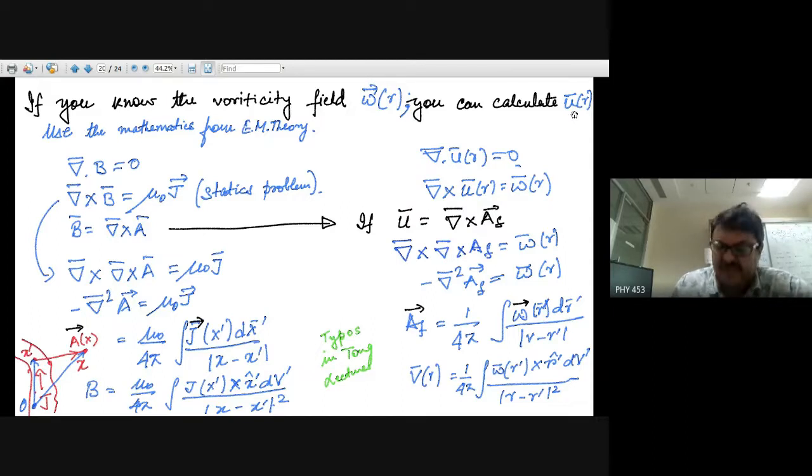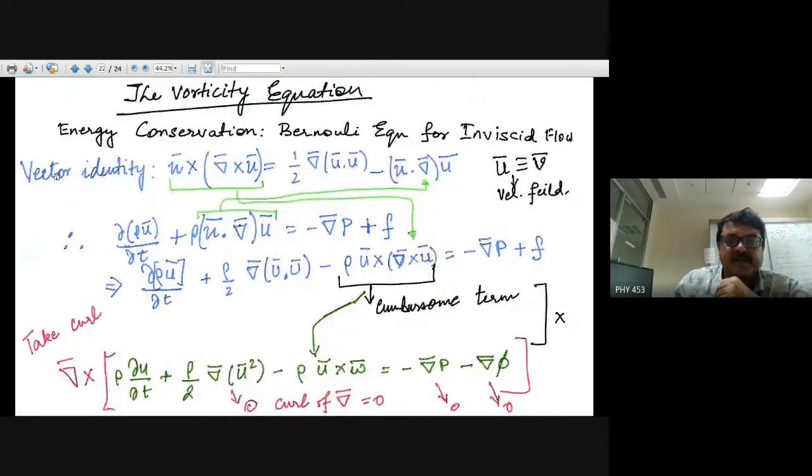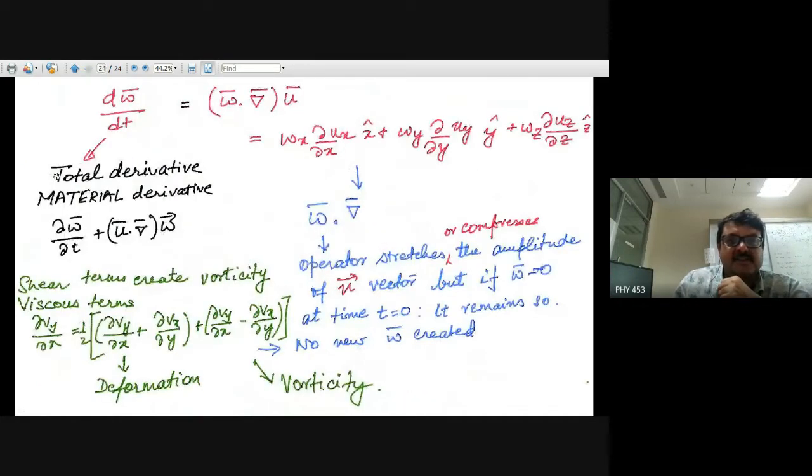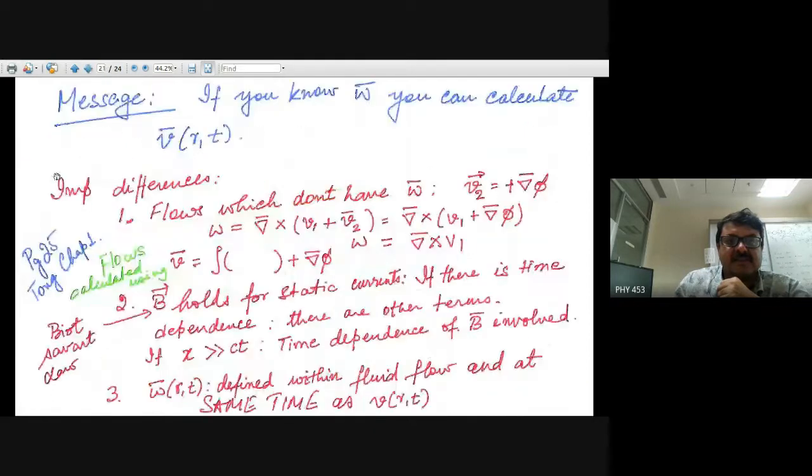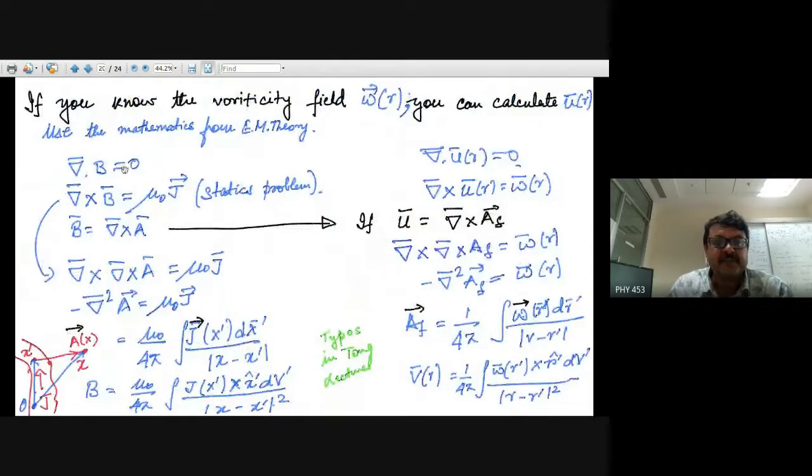So for that, we will take the help of the knowledge that we already have from electrostatics. For incompressible flow, divergence of u is equal to 0. In electromagnetic theory, you would have divergence of B equal to 0 for a static current. So we are looking at static current, and you have curl of B equal to mu 0 J.